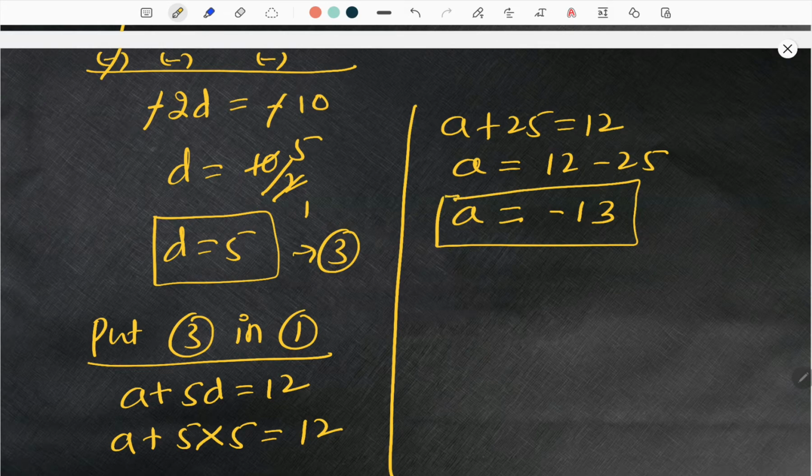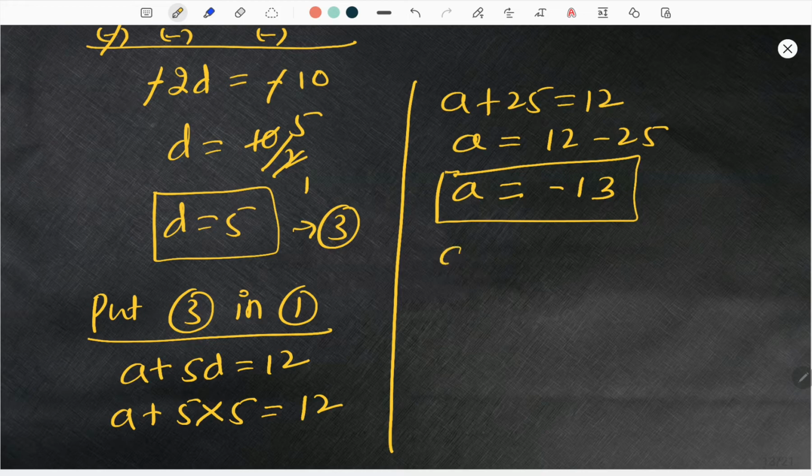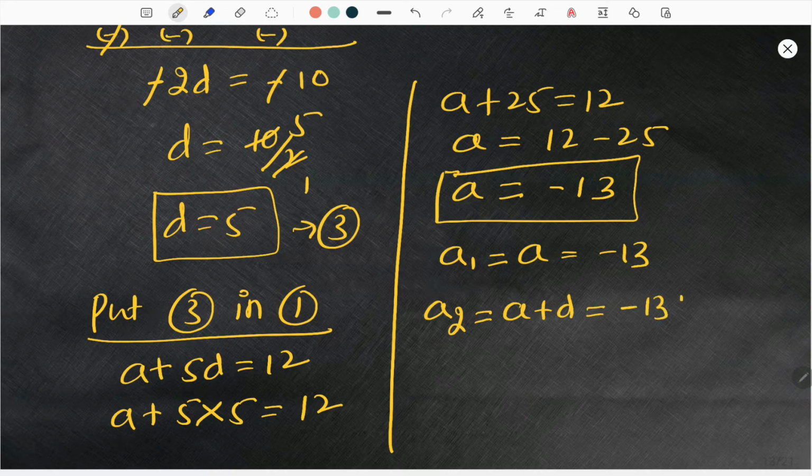Alright, they are asking about the first three terms. The first term is a1, which is nothing but a only, that is minus 13. Second term they are asking, no, what is the formula for the second term? That is a plus d. A plus d means what is a? A is minus 13 plus d. D is what? Look at this d. D is 5, and that is going to be minus 8.